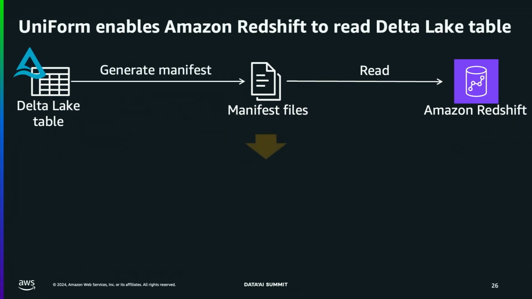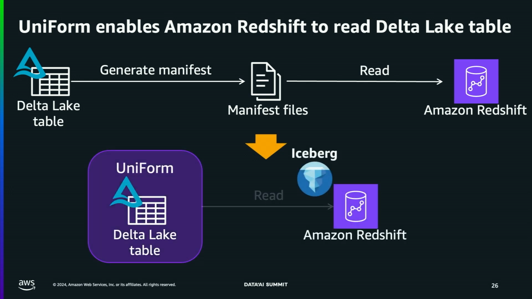But if you enable UniForm on your existing data lake table, you don't need to create manifest files for Redshift, because you can directly read the data lake table as an Iceberg table from Redshift. So this is what UniForm tries to solve. Next, I'll show you a demo of how UniForm provides data lake table access from Redshift.